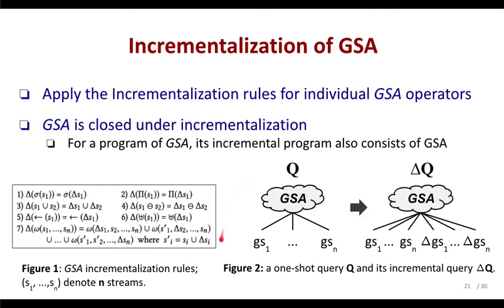Figure 2 shows the difference between Q and delta Q, and delta Q additionally takes as input the delta graph streams for the graph mutations and changes in attribute values.